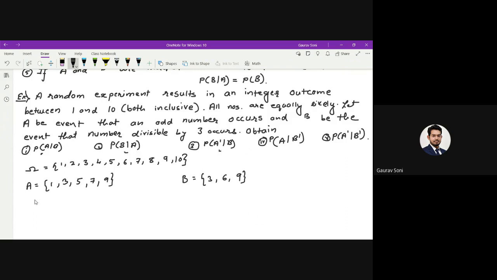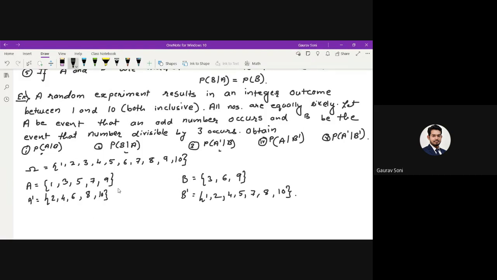So I'll write down A complement. A complement is 2, 4, 6, 8, 10. And B complement is 1, 2, 4, 5, 7, 8, and 10.